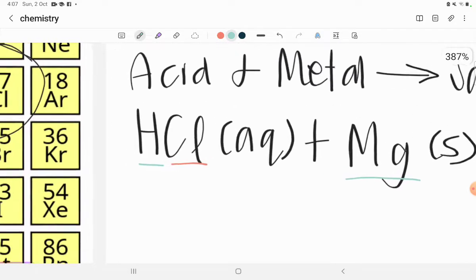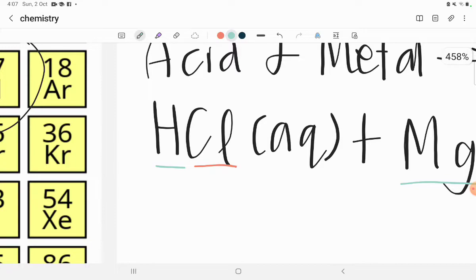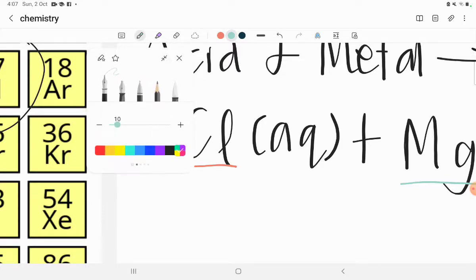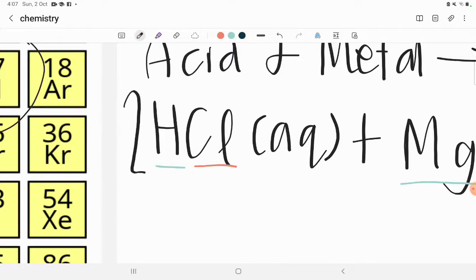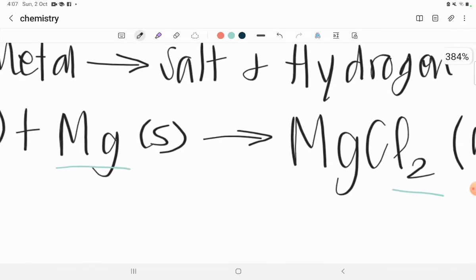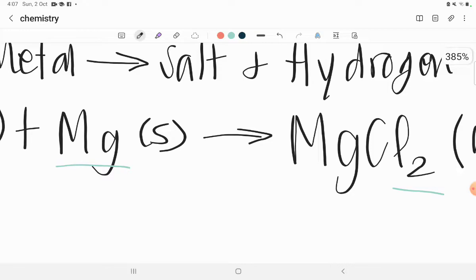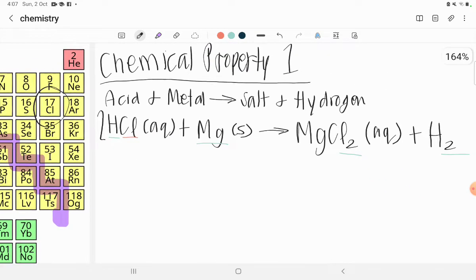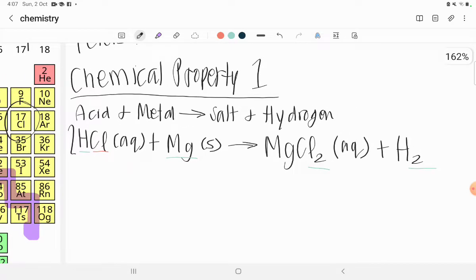But over here, there's only one H and one Cl. So to balance the equation, we need to put a 2 in front of HCl. And then magnesium doesn't change. The number of magnesium is always one. And as such, we now have a proper chemical equation.